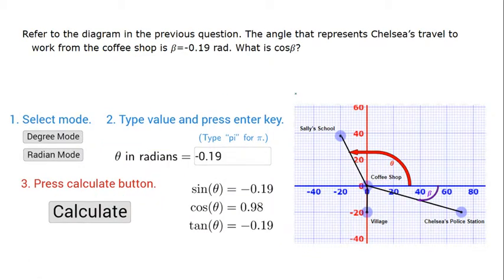Refer to the diagram in the previous question, so I have it here to the bottom right again. The angle that represents Chelsea's travel to work from the coffee shop is beta equals negative 0.19 radians. What is cosine of beta?